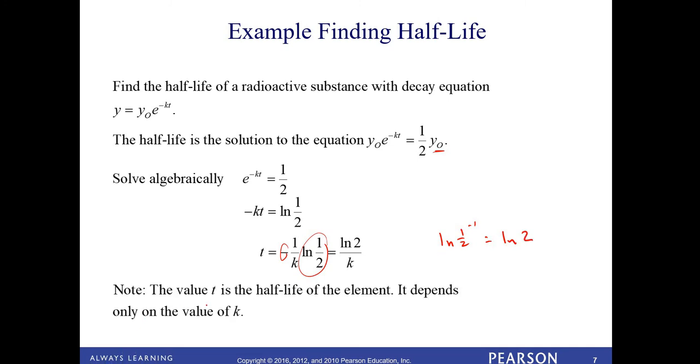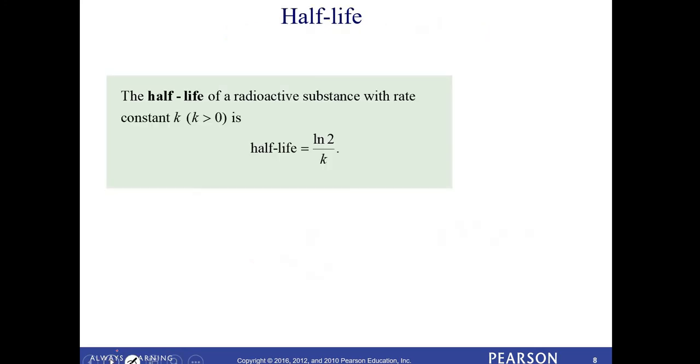Note that the value t is the half-life of the element. It depends only on k. So the half-life depends only upon k. We'll do some of these problems and work them out together, but get these formulas down so that you have them in your notes. So the half-life with a constant k greater than 0 is just simply ln 2 over k. Again, another good model to have in your bank. That's it.